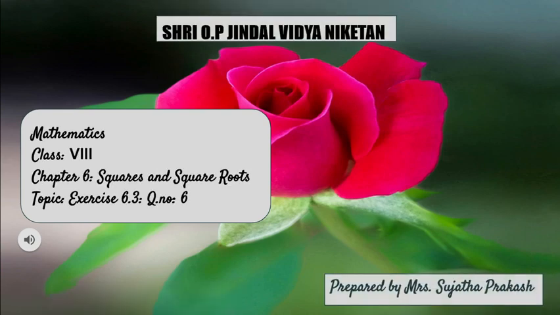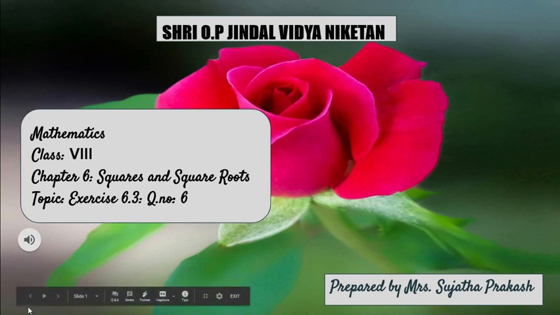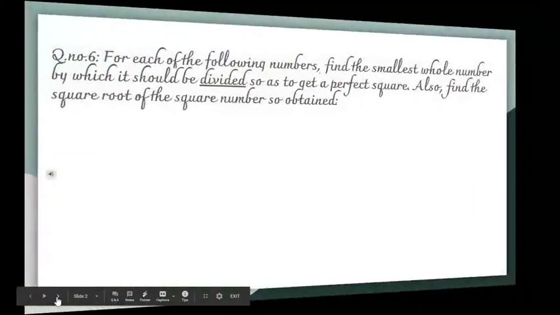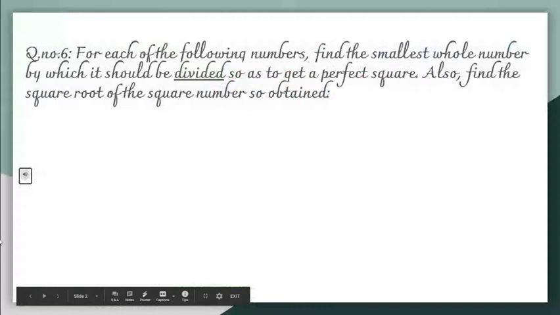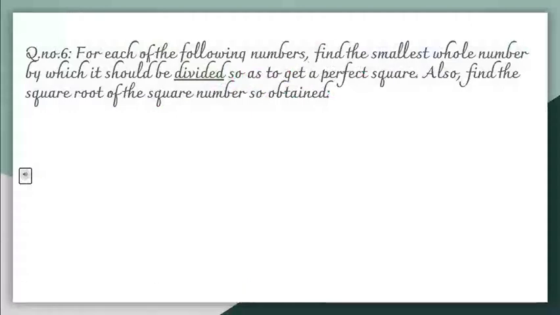Today's topic is exercise 6.3, question number 6 of squares and square roots. Let me start our next question. That is question number 6 of exercise 6.3. The question is, for each of the following numbers, find the smallest whole number by which it should be divided so as to get a perfect square. Also find the square root of the square number so obtained.